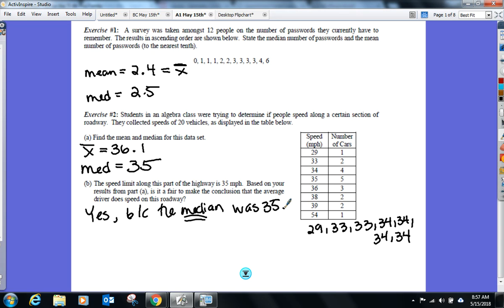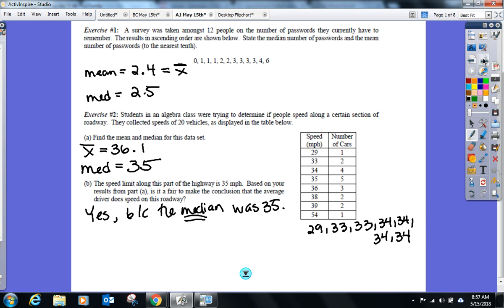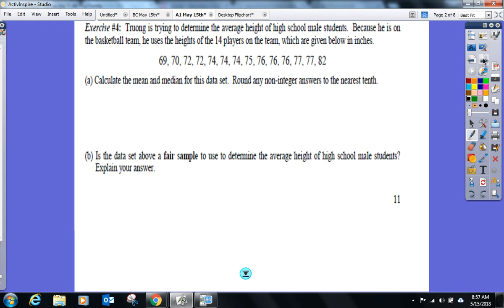We're going to do something similar with these numbers we've been talking about, though. All right, so here's the last part of today's notes: how do I figure out if it's an outlier or not? Actually, before that, we got something else. So go ahead, calculate. We got Truong. He's determined the average height of the high school male students, so he goes to the basketball team. We'll find out if that's a smart idea or not.